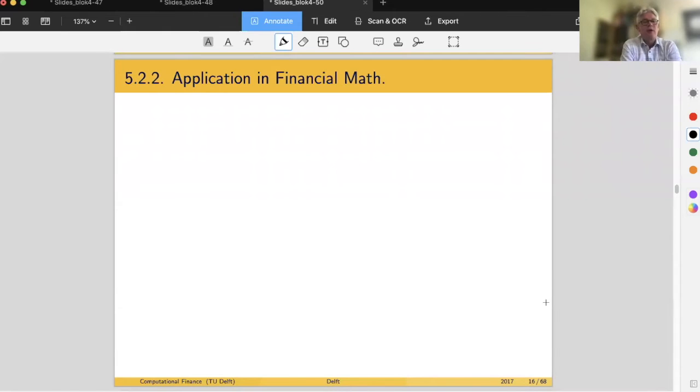Dear students, welcome to today's lecture. We have reached 5.2.2, and we will show an application in financial mathematics of Girsanov's theorem in this section.